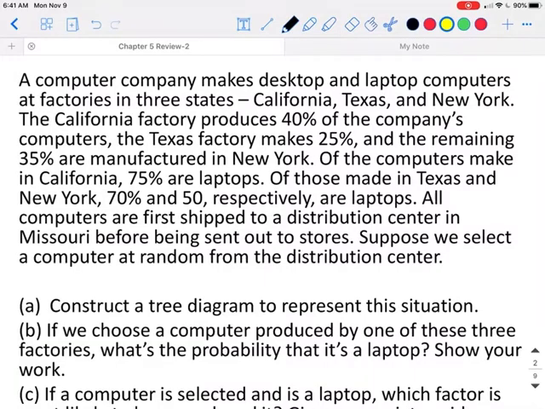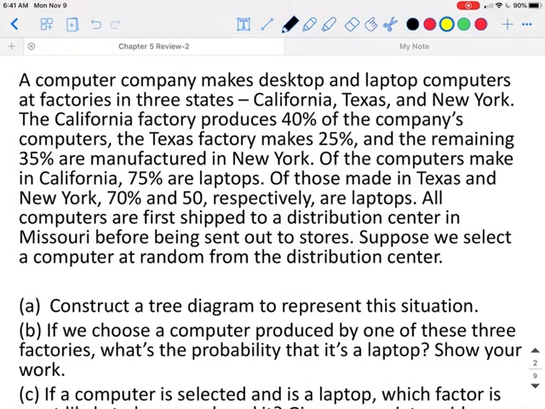The California factory produces 40% of the company's computers. The Texas factory makes 25%, and the remaining 35% are manufactured in New York. Of the computers that are made in California, 75% are laptops, 70% are laptops in Texas, and 50% of them are laptops that are made in New York.